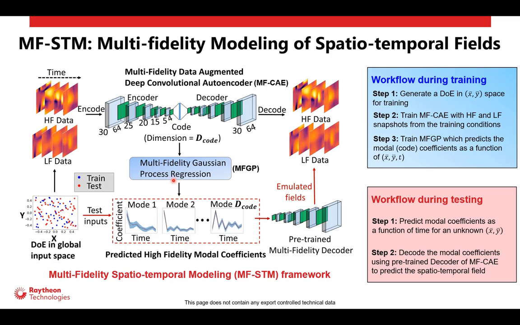Now, once the autoencoder is trained, it encodes the spatio-temporal evolution in the different coded coefficients. So the final step of the emulation is to learn a regressor which predicts the coded coefficients for an unknown test point. We learned this regressor using multi-fidelity Gaussian processes, which incorporate the interfidelity correlation in having better predictions of the latent space than just using the high fidelity. During the testing phase, once we have the predicted modal coefficients for an unknown test point, they can be fed into the pre-trained multi-fidelity decoder to generate the spatio-temporal field.